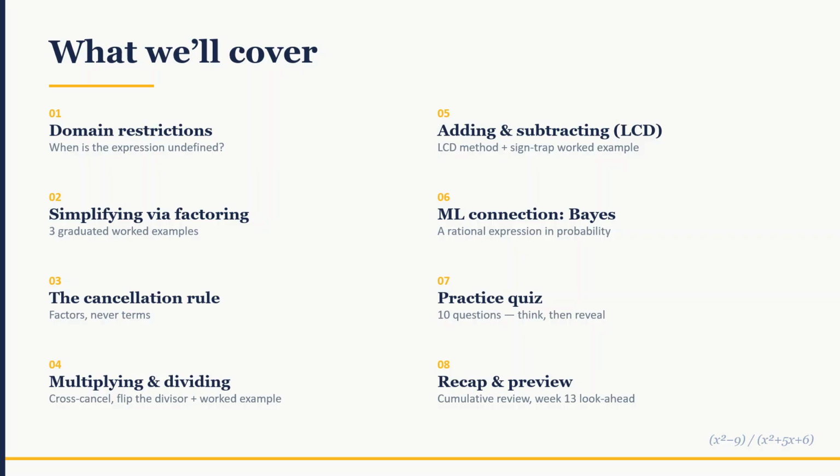Here is the agenda. We start with domain restrictions because the denominator can never be zero. We simplify by factoring and canceling, with the cancellation rule called out as the most common error in algebra. We multiply, divide, add, and subtract. The least common denominator method handles addition and subtraction. We close with Bayes' theorem, which is structurally a rational expression. Then quiz, recap, and a forward look at Lesson 13.